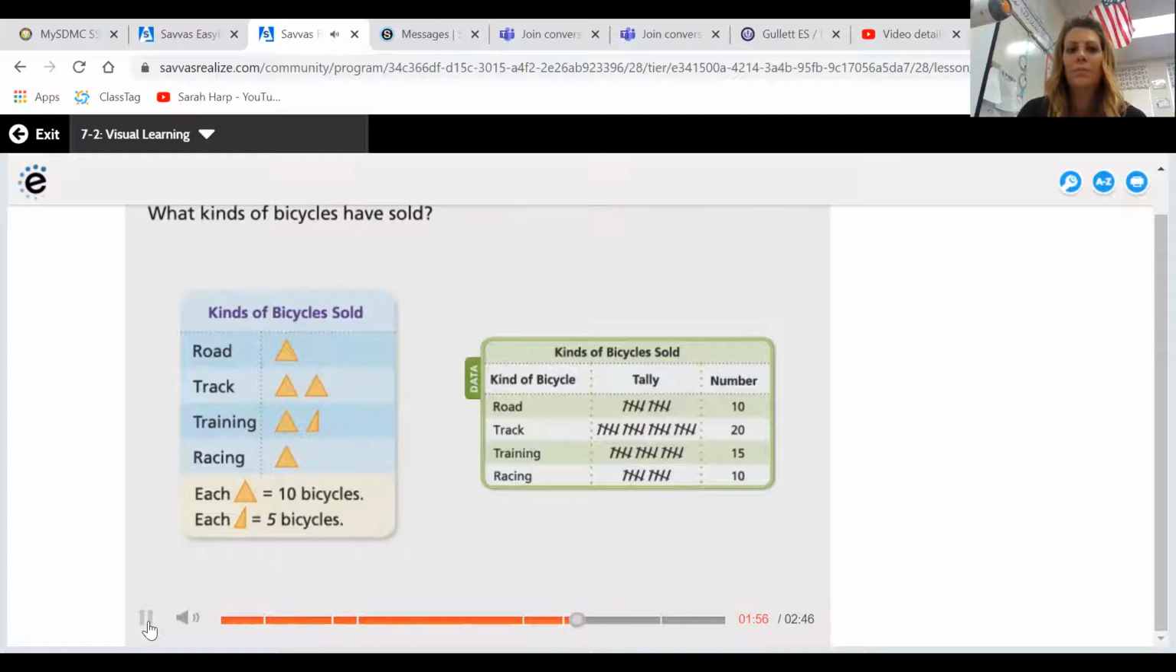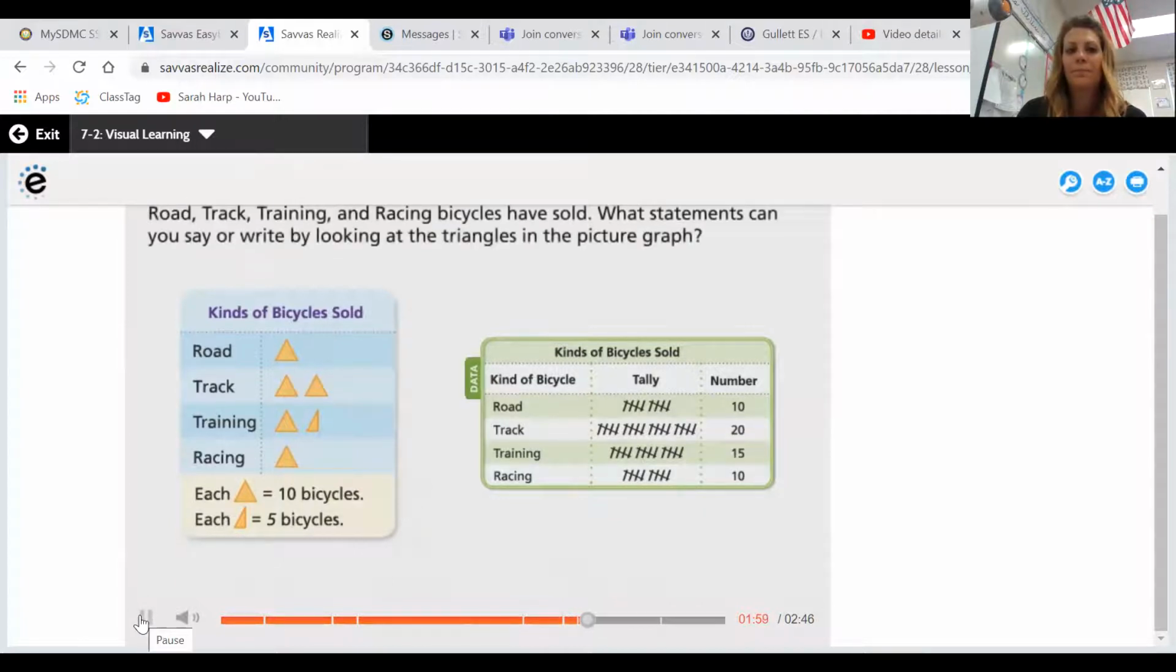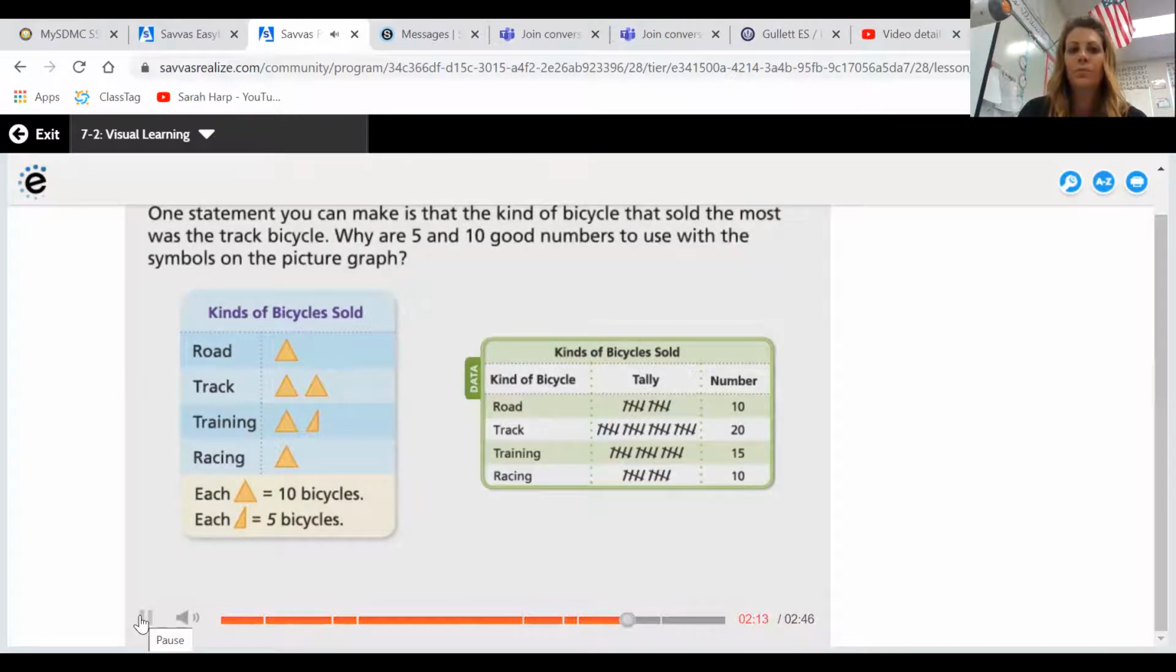What kinds of bicycles have sold? What do you think? If you look here, we've got road, track, training, and racing, right? Road, track, training, and racing bicycles have sold. What statements can you say or write by looking at the triangles in the picture graph? One statement you can make is that the kind of bicycle that sold the most was the track bicycle. Why are 5 and 10 good numbers to use with the symbols on the picture graph?